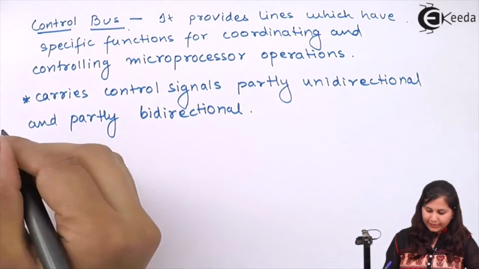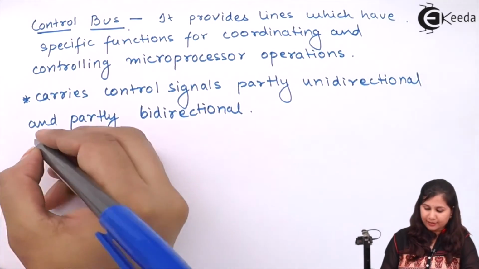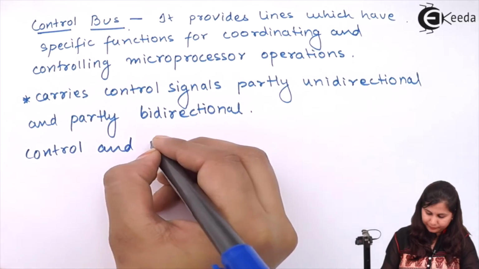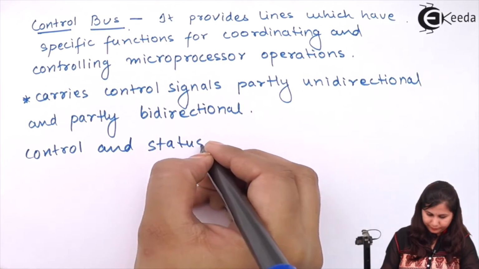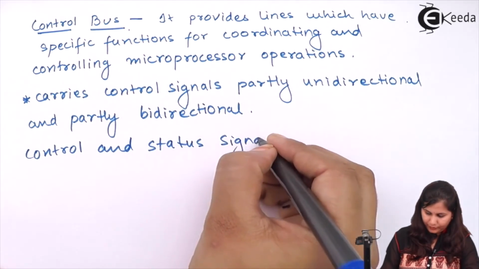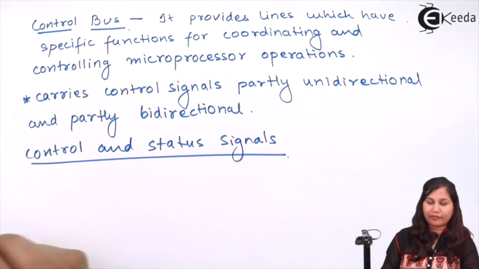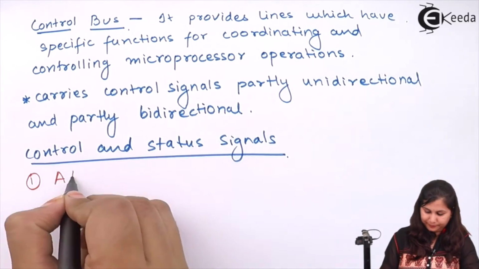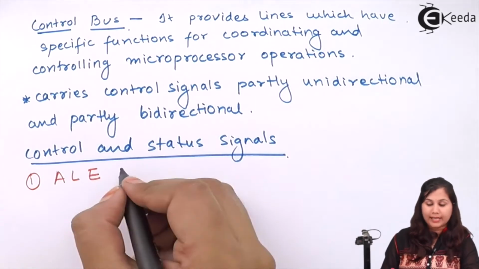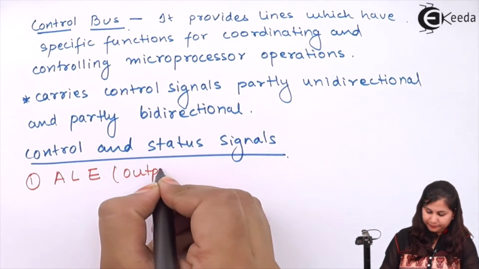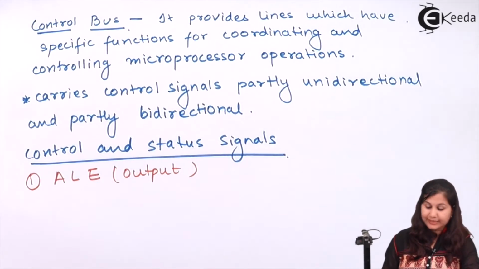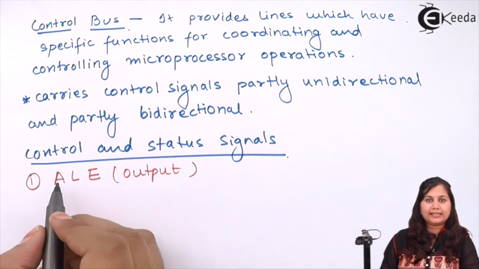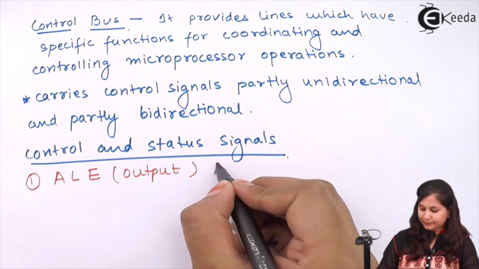So let us study some of the controlling and status signals which are used in the 8085 microprocessor. The first is ALE. This is an output signal, that is, it is coming out of the microprocessor. The full form of ALE is address latch enable.